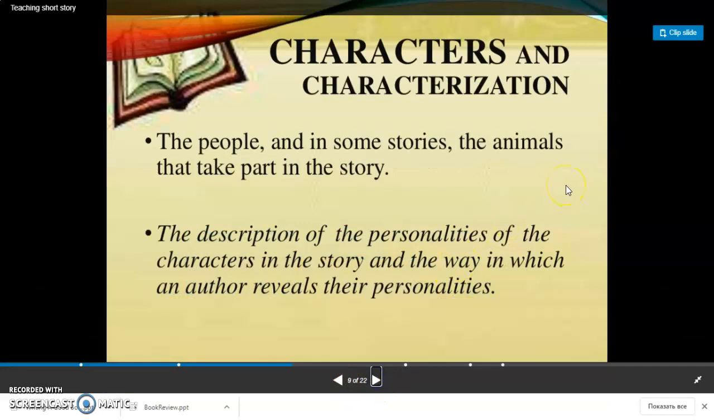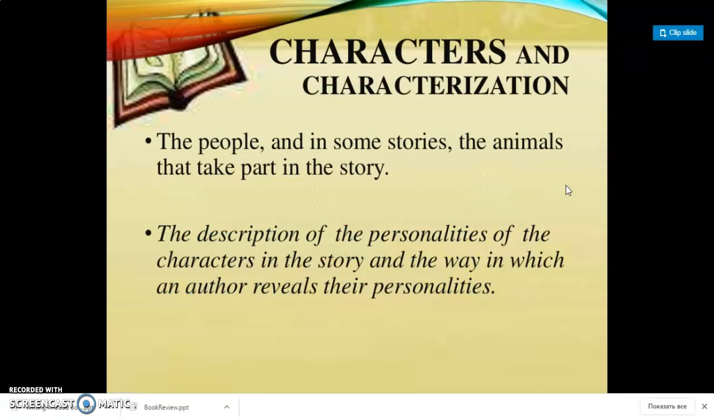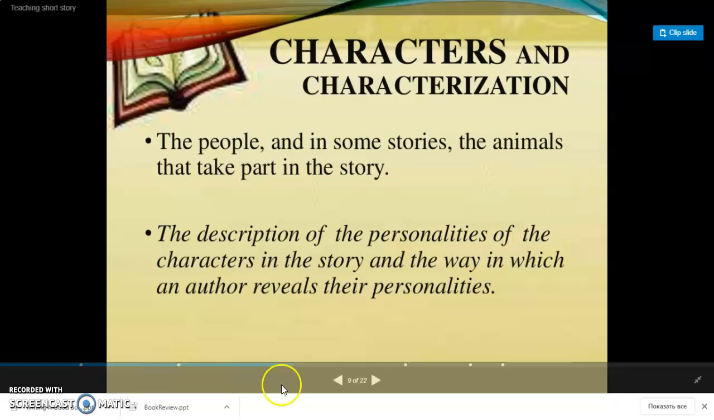Characters and characterization: the people and in some stories the animals that take part in the story. There should be certain characterizations, and for each of them the author should give a description. The description of the personalities of the characters in the story and the way in which an author reveals their personality.